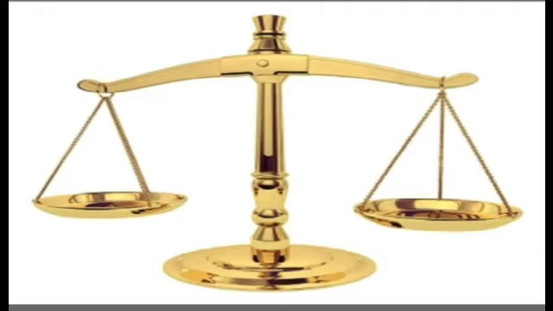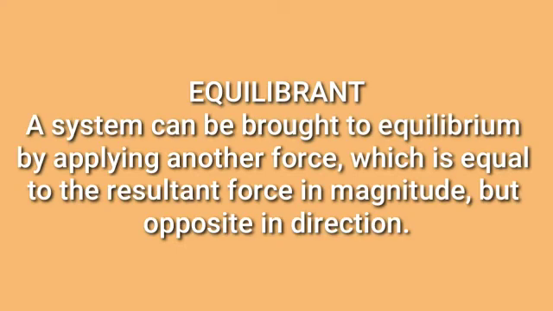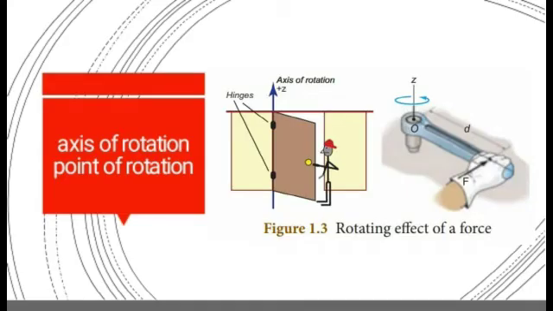The next one we are going to learn is about equilibrium. What is equilibrium? A system can be brought to equilibrium by applying another force which is equal to the resultant force in magnitude but opposite in direction. It is equal to the resultant force but it is opposite in direction. This is called resultant force. This resultant force is called equilibrium. You understand that, children?